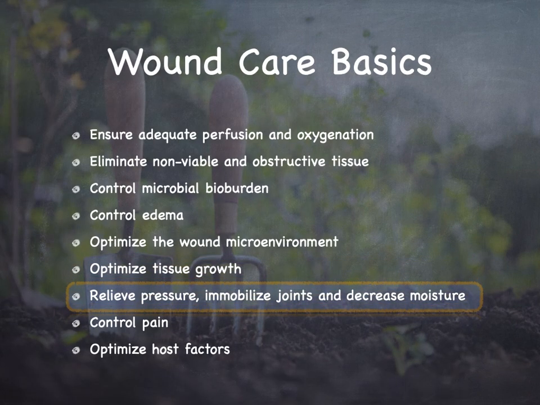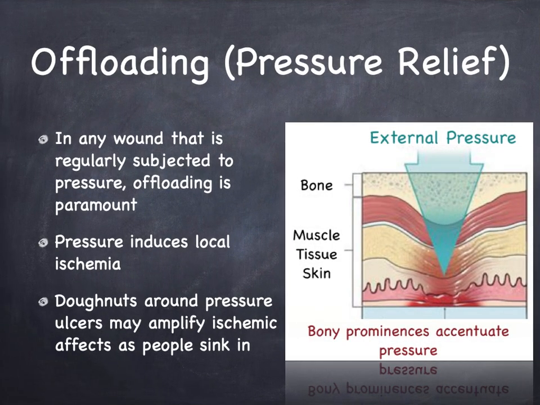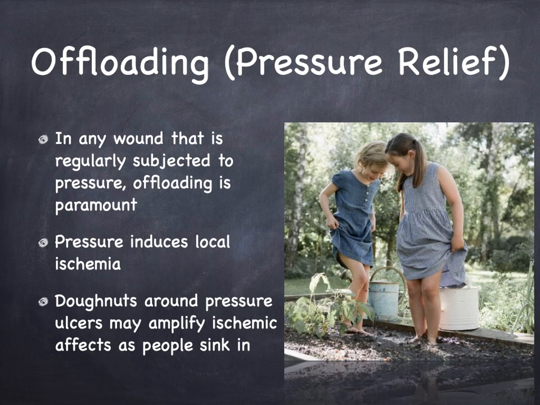The next topic has to do with biomechanics. Offloading. In any wound that is regularly subjected to pressure, offloading is paramount. Pressure will induce local ischemia, and donuts are thought, if surrounding an ulcer, to amplify the ischemia as people's skin and tissues sink in. And it's a lot like stomping. The way I describe it to my patients is that it's a lot like stomping their garden. If you stomp your garden every day, it doesn't matter how great your gardener is, there's really nothing you can do.